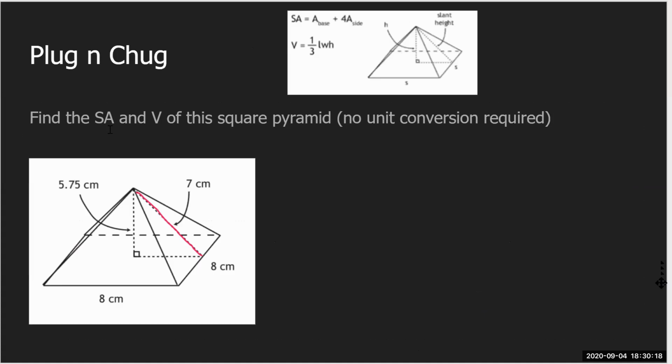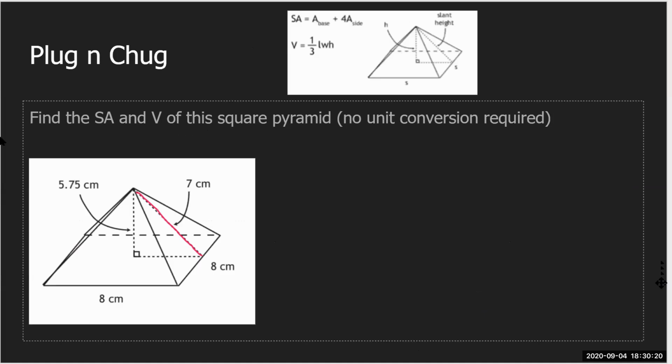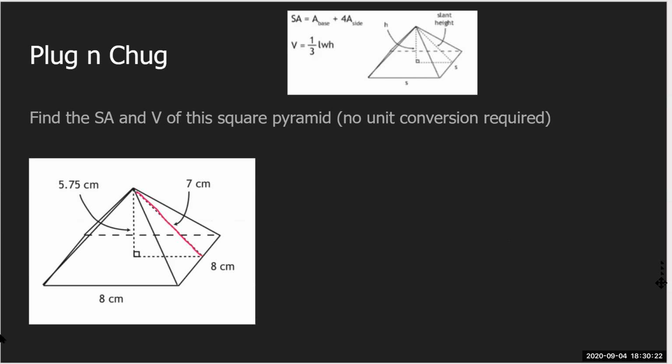We want to find the surface area and the volume of this square pyramid. We don't need to convert any units, but if you're taking this course at school, it's very likely that your teacher will make you do a lot of these unit conversions. So we're just going to put down the formula for the surface area, which is the area of the base plus the area of the four triangles.